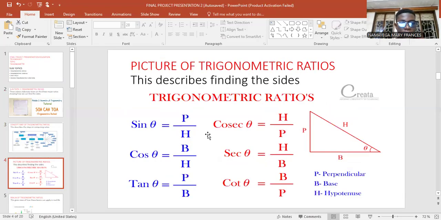Then we have the picture. So this shows how these sides are indicated. So we have P, then H, B. So they are indicated as perpendicular, P, B with the base, and H as the hypotenuse. So these are the formulas for finding the angles of the other sides of the trigonometric ratio, because in this we can find the angles and then we can also find the sides.